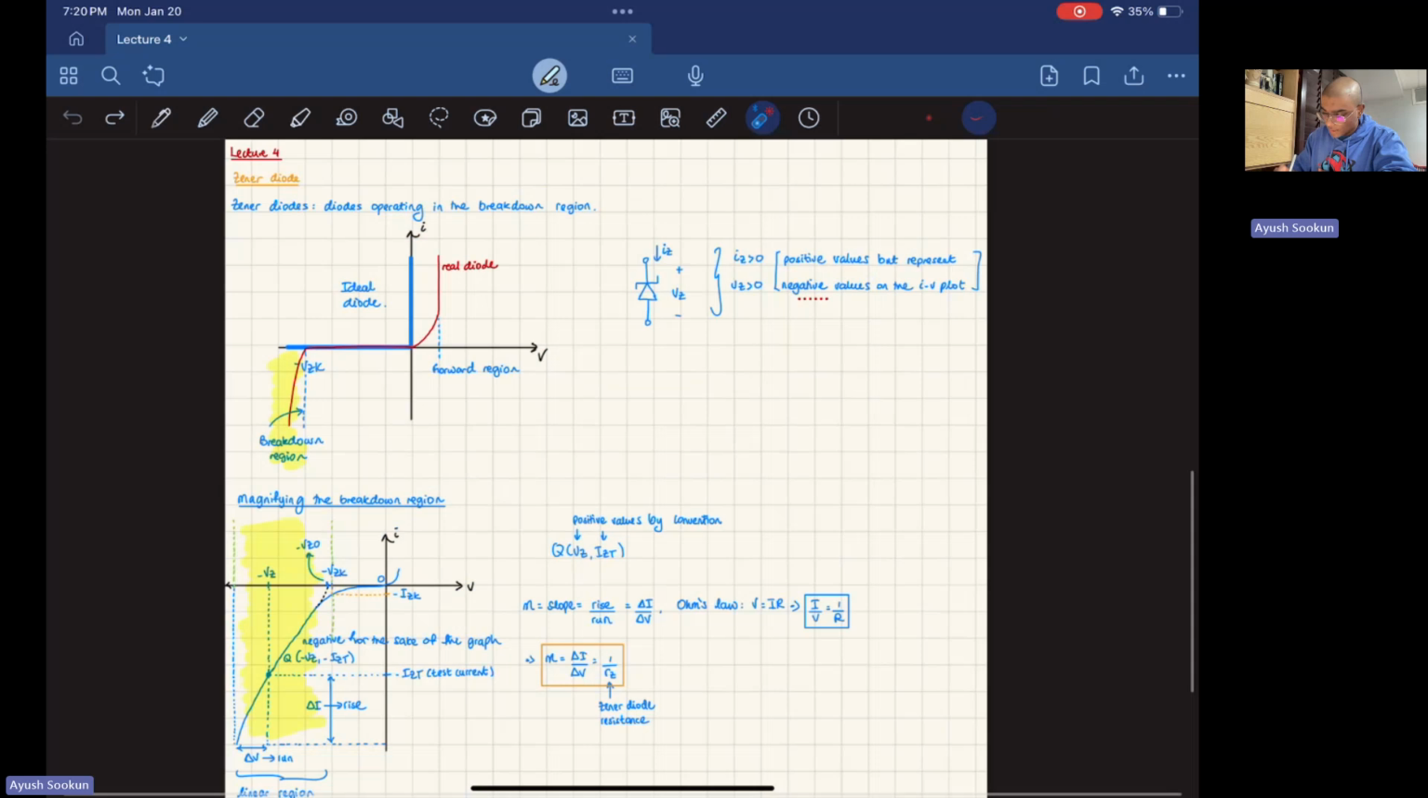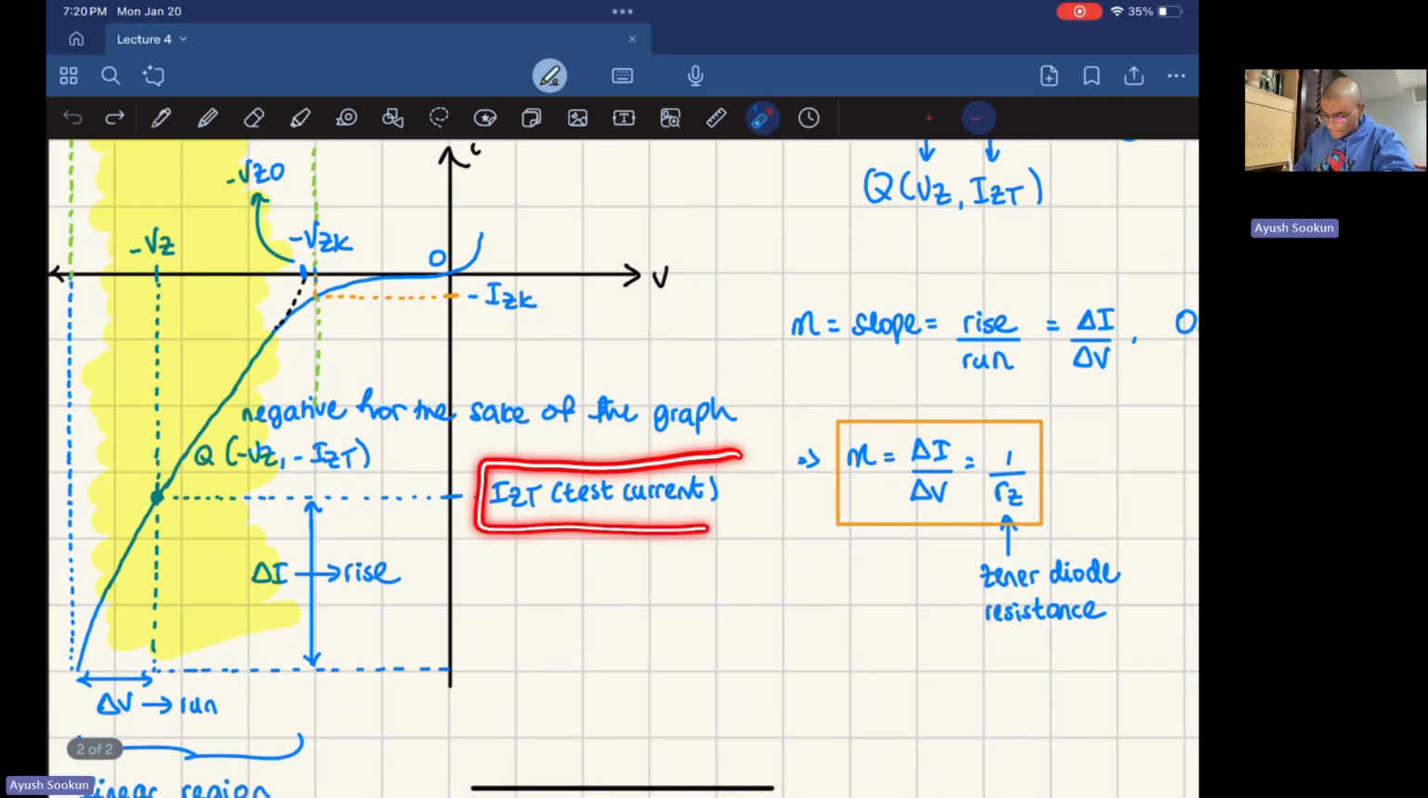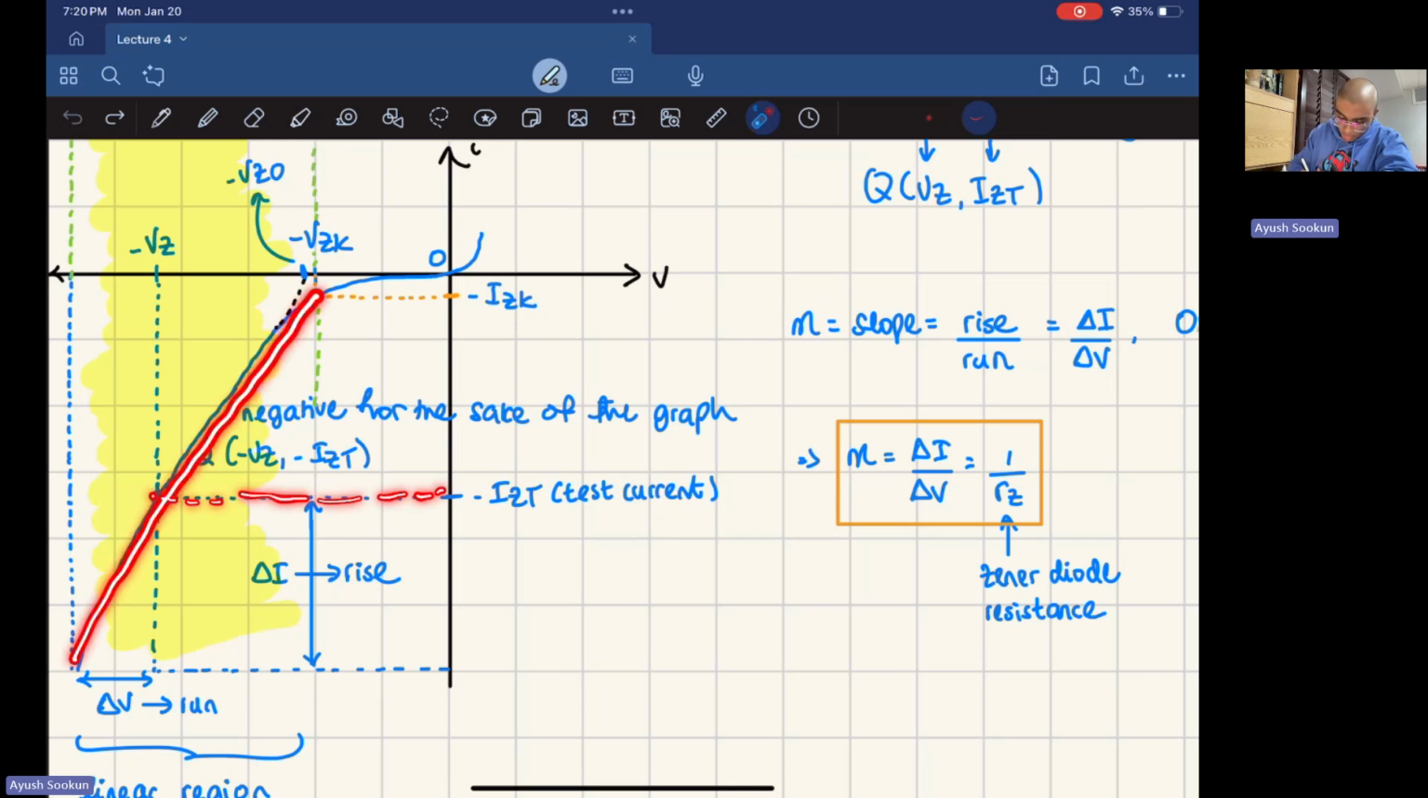Okay, whatever positive value we got here actually represents negative values. So this is the current that I got here, negative IZ test current, okay? Now, if I keep on going here, I extrapolate this minus IZT to a point on a linear curve, and then I go up, this is going to correspond to a minus VZ. Okay, so we have a point here that we're going to call Q, and that point would be minus VZ, minus IZT.